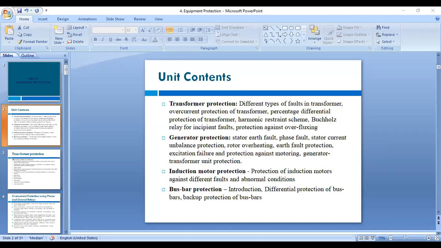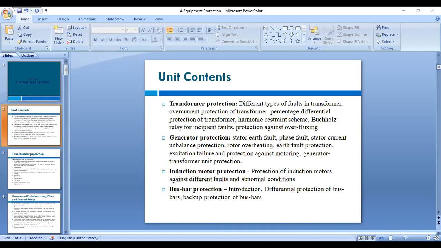Our chapter is equipment protection. In this chapter, we are studying the transformer protection, generator protection, induction motor protection, and bus bar protection. Out of this, we completed the transformer protection. Generator protection is going on, and two remaining points are induction motor protection and bus bar protection. So in that, we have seen first the transformer protection.